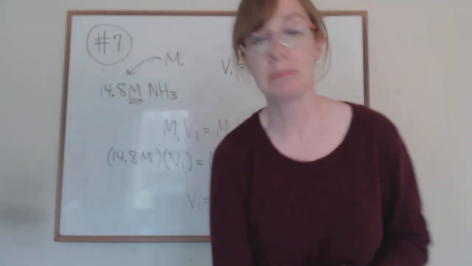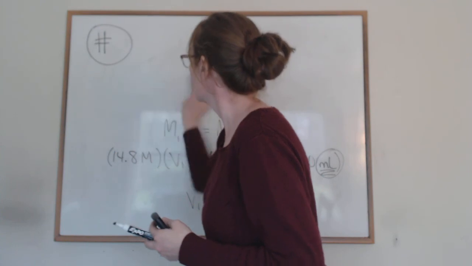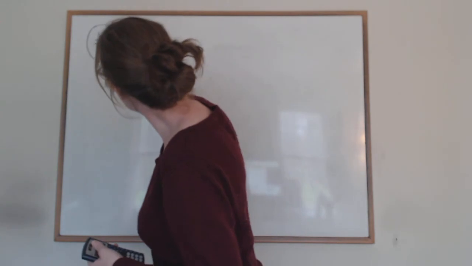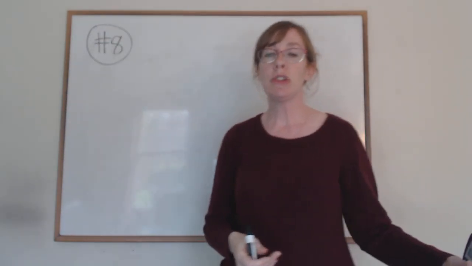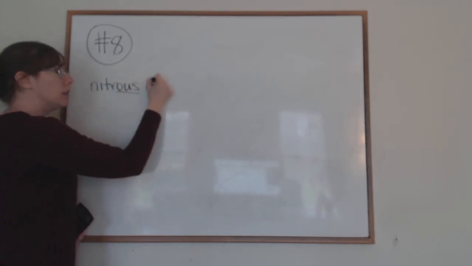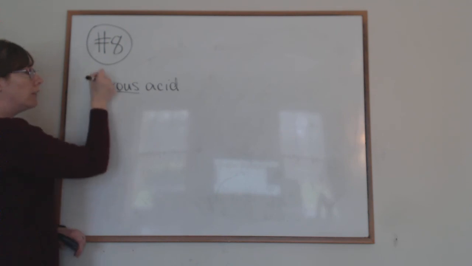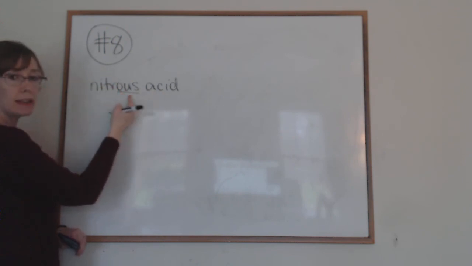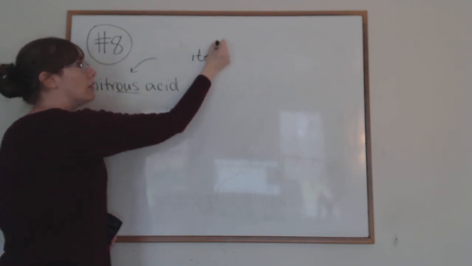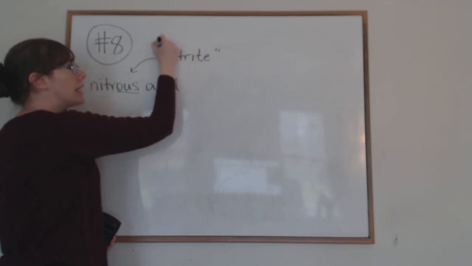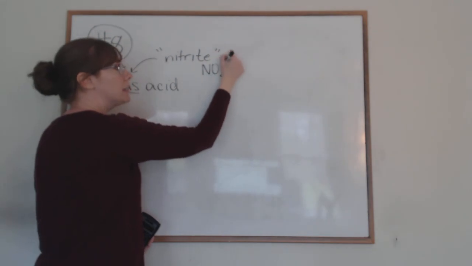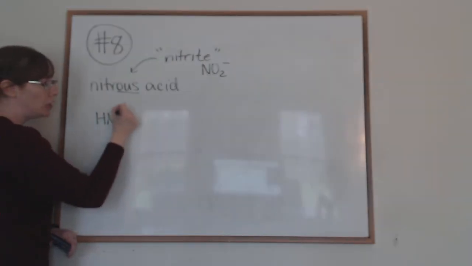Okay, number 8. 25 mils of a nitrous acid solution. Nitrous acid was not on your list of memorized. However, we learned how to figure out the formulas for many acids if they end in OUS or IC. OUS means that it involves the ite form of the polyatomic ion, in this case, nitrite. So this is the one that has nitrite in it. Nitrite was NO2 minus, so nitrous acid must be HNO2.